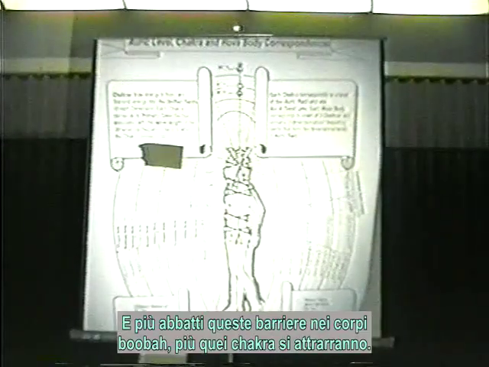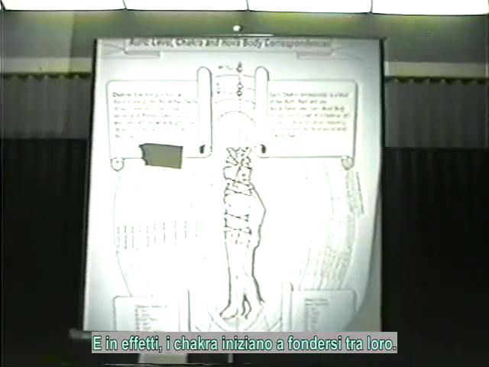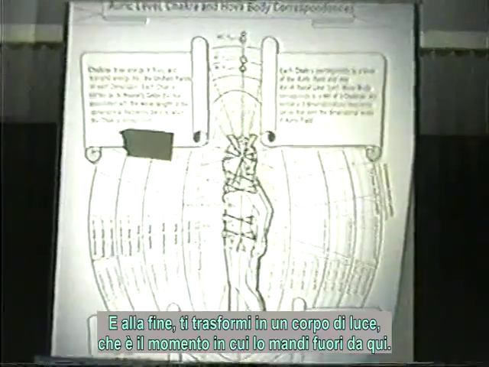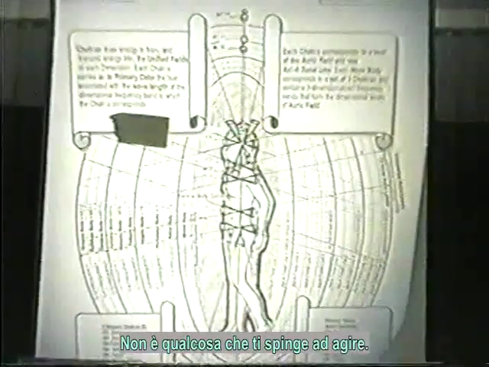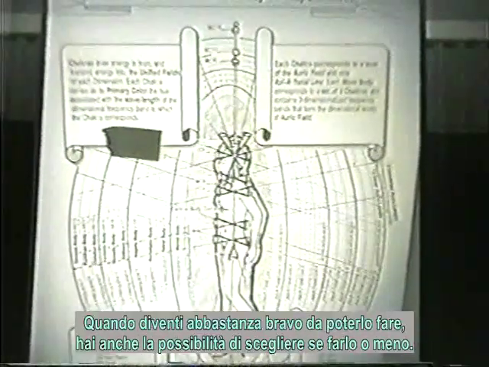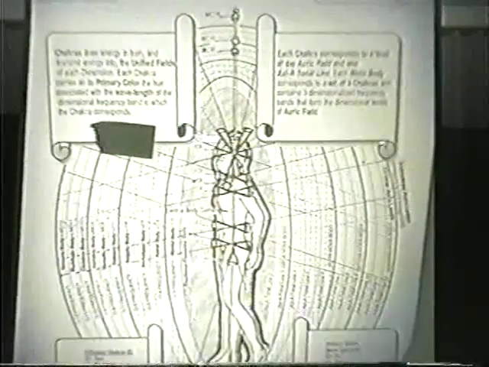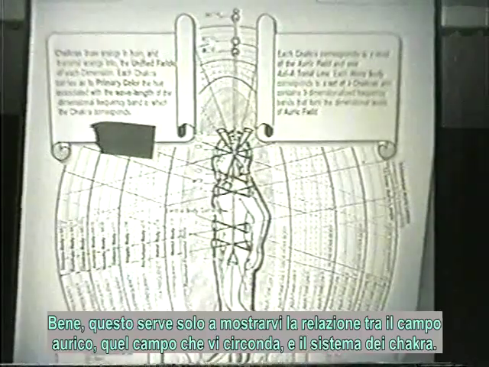The energies actually come all the way here. And the more you break down these barriers of food bodies, the more those chakras are going to pull in. And actually, you start to have chakras merging together. And eventually, you turn into a body of light. That's when you're sending it out of here. But you don't have to. It is not something that's forced on you. You can control it at that point. When you get good enough that you could do it, you also have the ability to choose whether you're going to or not.